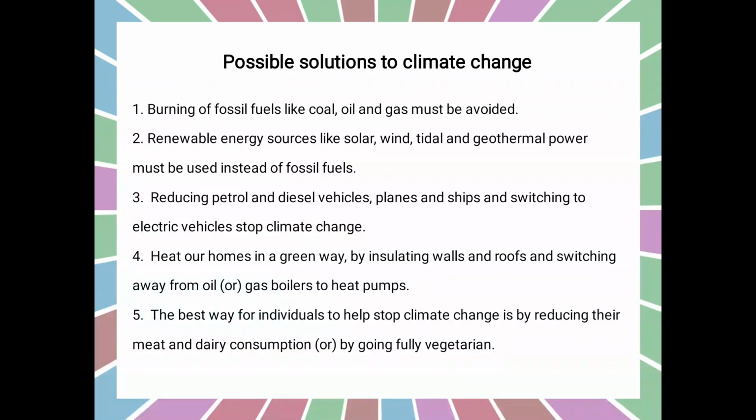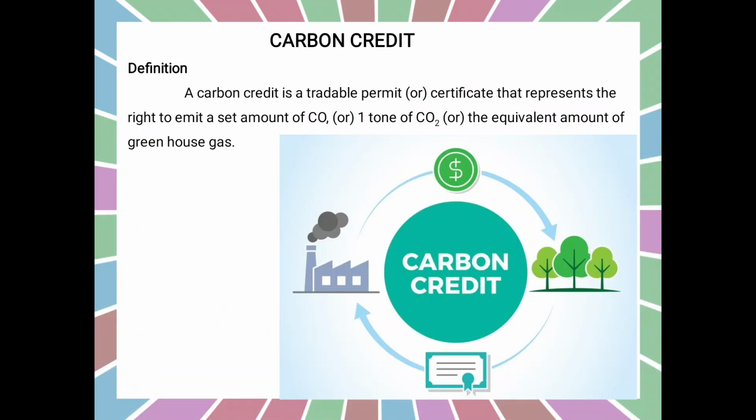Heat our homes in a green way by insulating walls and roofs and switching away from oil or gas boilers to heat pumps. The best way for individuals to help stop climate change is by reducing their meat and dairy consumption or by going fully vegetarian.